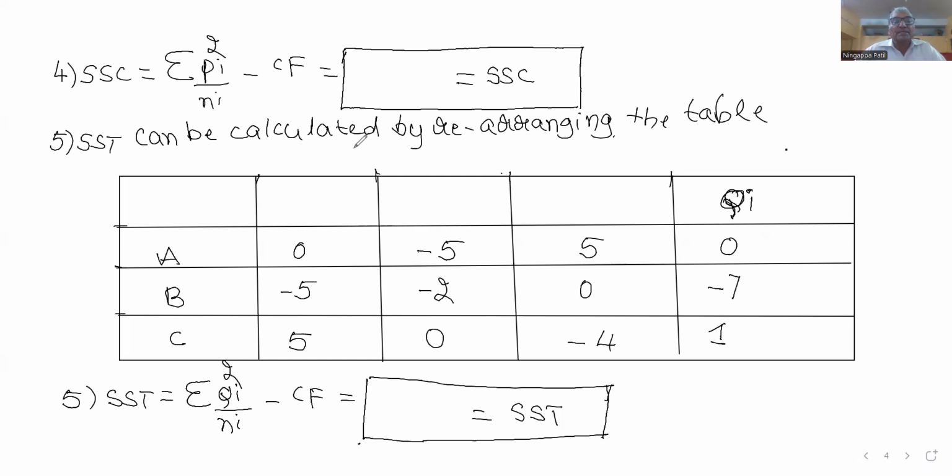And SST can be calculated by rearranging the table. Rearranging the table means you get all values of A, whose values are 0, minus 5, plus 5. This is Qi, and the sum of them is 0. And all the B values you write here: minus 5, minus 2, 0, and the sum is minus 7. And all the C values from the table: 5, 0, minus 5, and the sum is 1. Then you write SST, the summation of Qi square divided by Ni minus CF. Simply write this equal to; I will tell you how to get them.